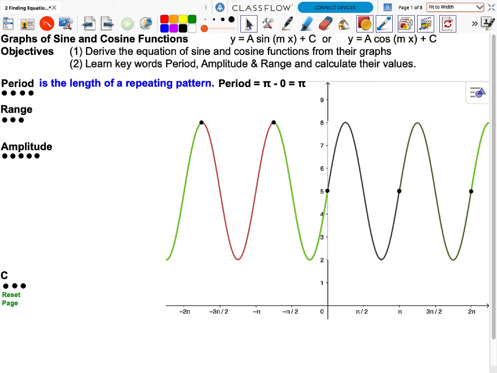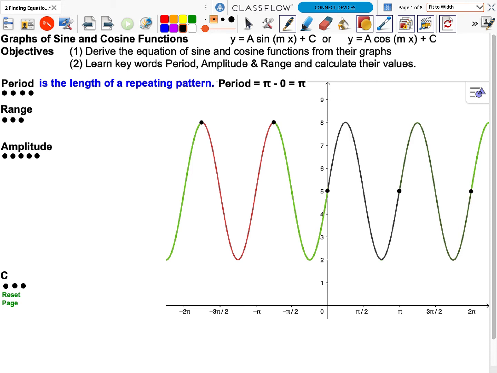Now, we have to work out the length of a repeating pattern. So it's better to use the black version because it starts at 0 and it ends at pi. Starts at 0 and it ends at pi. So therefore the length of the repeating pattern is pi minus 0.